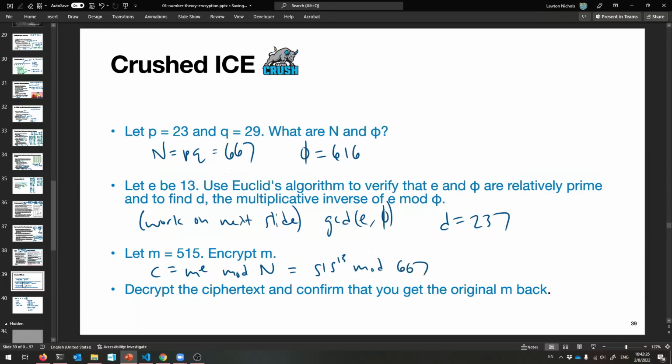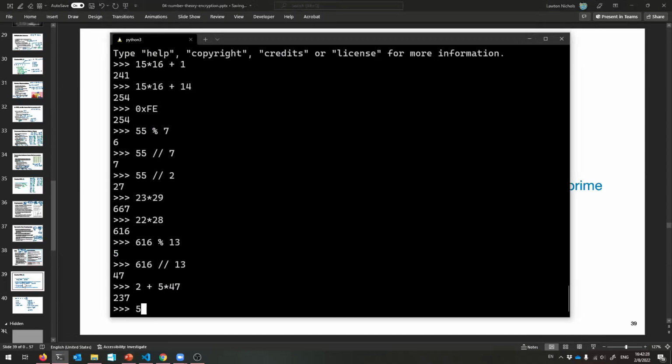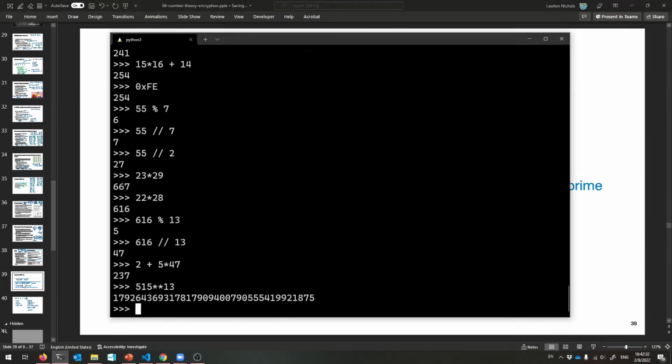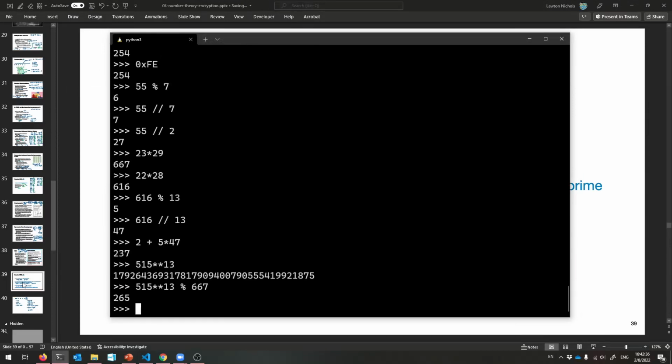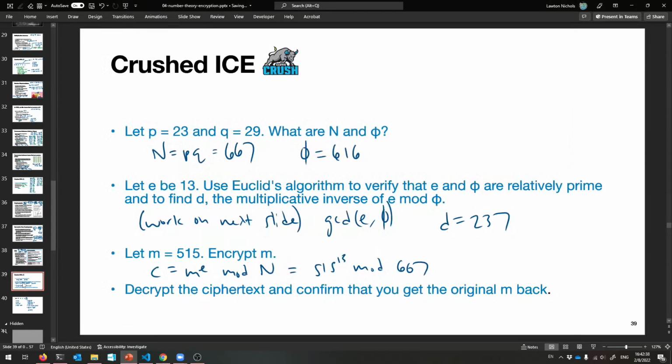Okay? So that's a big process you got to do. To the power of 13. That's a big, long number. All right? And then I have to do mod 667. And that's 265. That's our ciphertext. Isn't that cool? So this is an uncrackable version of our message that can only be decrypted using the private key. Okay? So now let's decrypt our message to get it back.